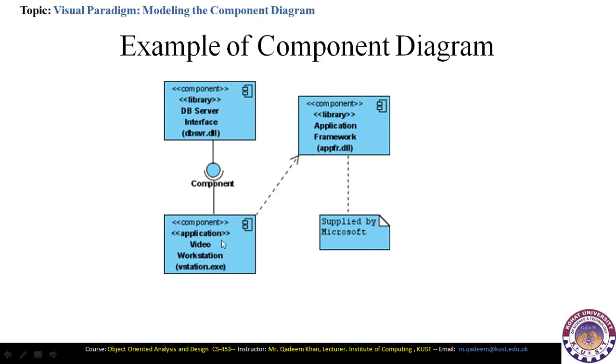And here is another application component, video workstation. So this is the video workstation component, and workstation.exe is a file which uses this db server interface.dll. It is providing the interface, meaning that you can see the icon showing that it is a component which is accessing this and it provides information to this file. But this file is calling the application framework.dll file. This is another dll which is in fact called here, and it is supplied by Microsoft.